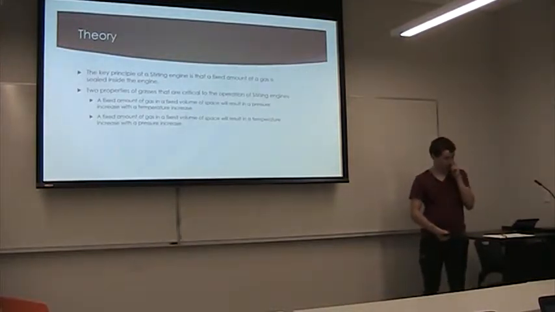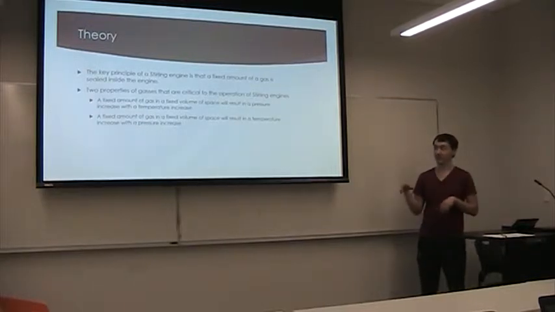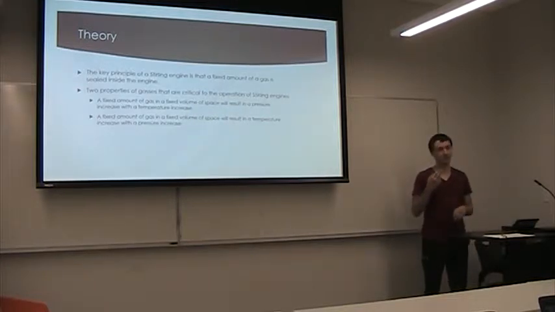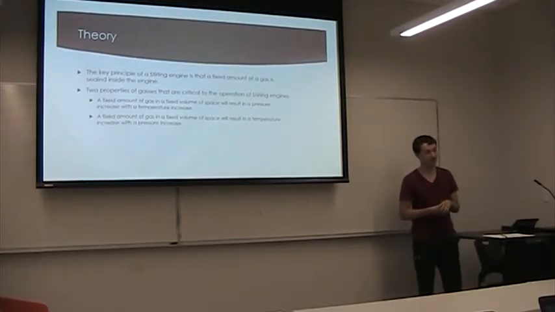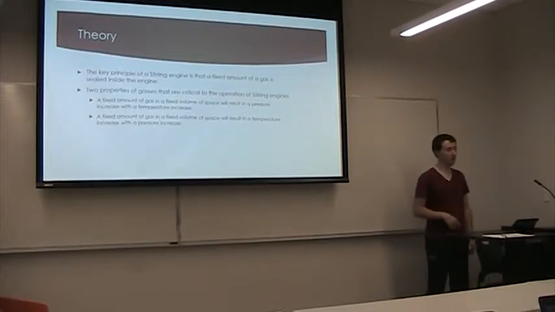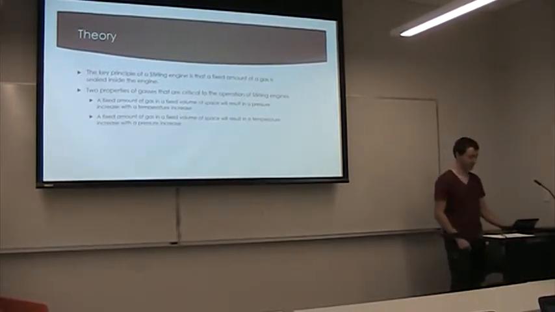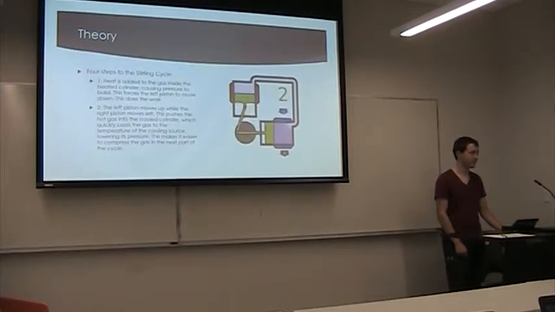So the key principle of a Stirling engine is that there is a fixed amount of gas in the reservoir that is sealed inside the engine. There are two properties of gases that are critical to the operation of the Stirling engine. If you have a fixed amount of gas and a fixed volume, and you heat the gas up, it's going to increase the pressure. And if you have a fixed amount of gas and a fixed volume, and you pressurize the gas, it's going to increase the temperature. So it just works in alternating methods in order to get the result of a rotating engine.